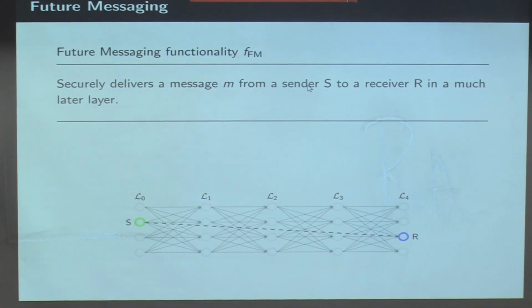So let's start with the most basic functionality that we could require when we want to build something. Here we have a network and there is a sender in layer 0, and the sender wants to send a message to a particular receiver in a later layer, like layer 4. What is the property that we need? When the sender and the receiver are honest, the message should not be learned by the adversary who corrupts T parties in each layer.